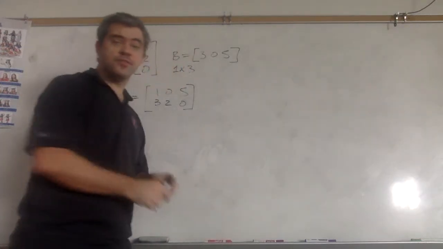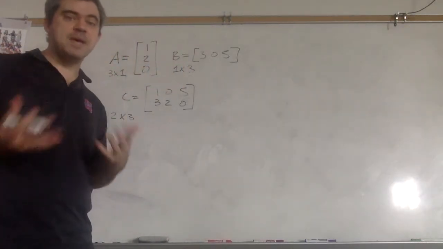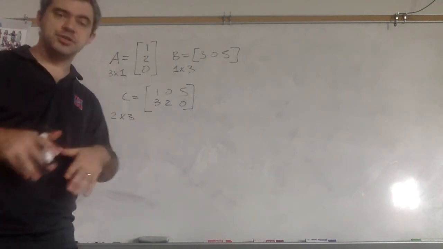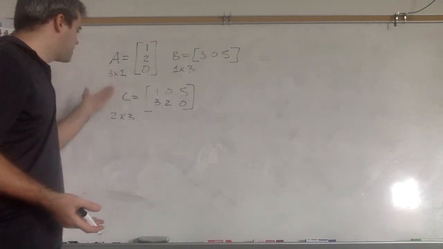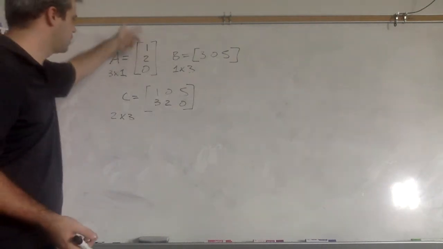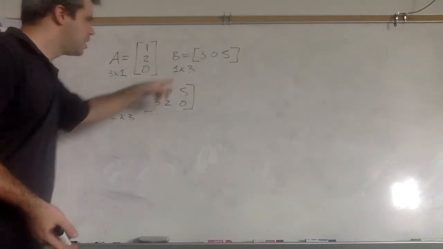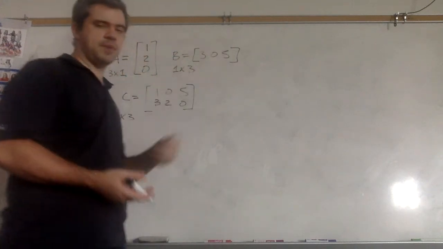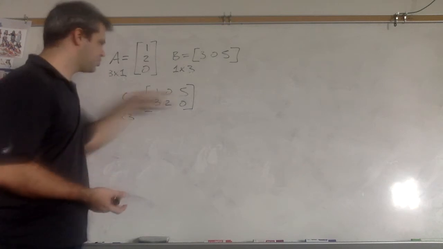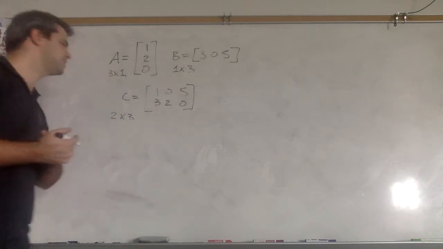All right. The final operation we're going to talk about is matrix multiplication. Now, to do matrix multiplication, the first thing you need to look at is what the dimensions are on your matrices. For example, A is 3 rows, 1 column, a 3 by 1. B is 1 row, 3 columns, a 1 by 3, and C is a 2 by 3, 2 rows, 3 columns.